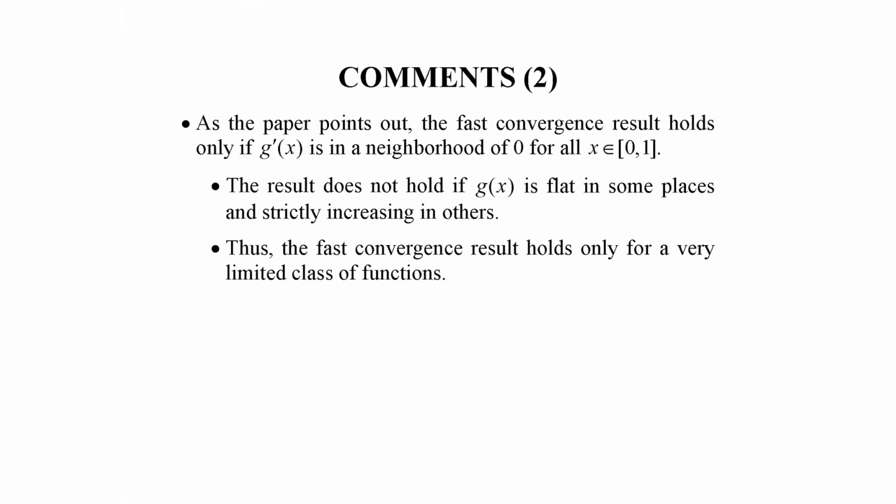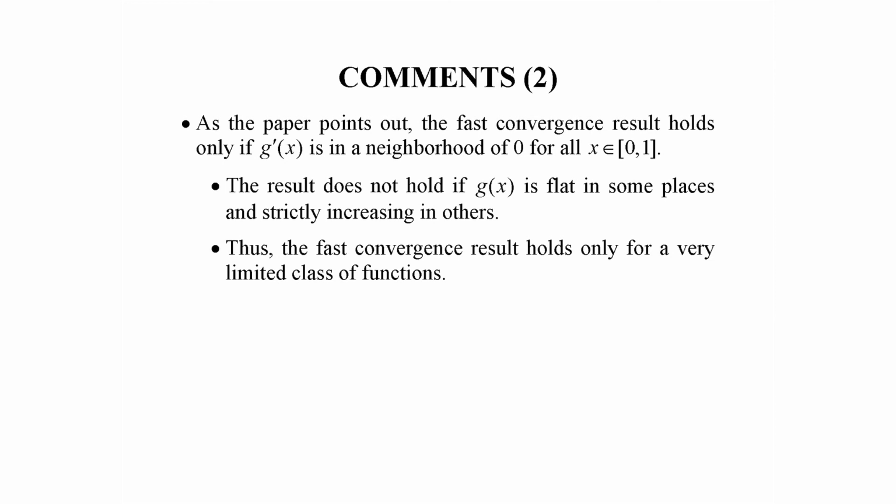So as the paper points out, the fast convergence rate holds only if the derivative of the function being estimated is in a neighborhood of 0 everywhere. The result, and the paper is quite explicit about this, does not hold if the function is flat in some places and strictly increasing in others. So in particular, the theoretical result does not apply to the function that was in the graph that Daniel showed. Although the improved performance due to having a smaller feasible region, of course, does apply.